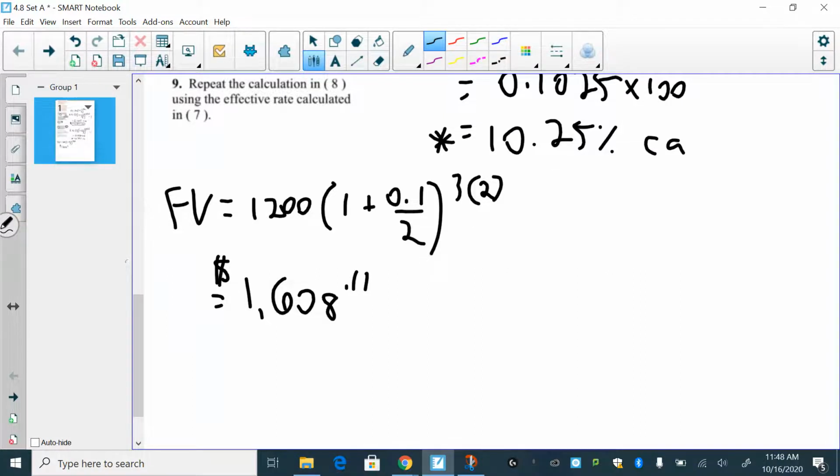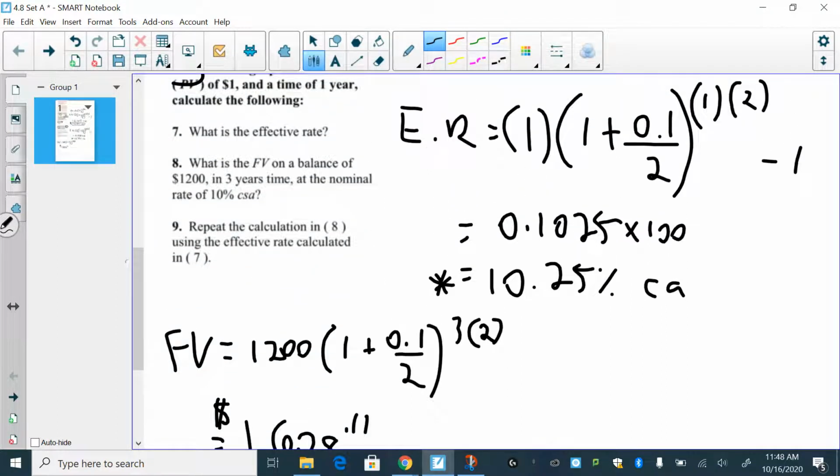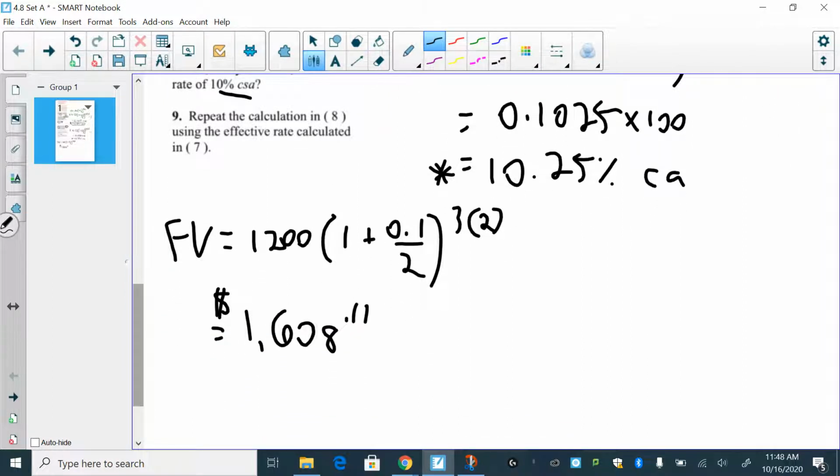So if I had a credit card, or in this case, it's a loan, 1,200 bucks, and I didn't make any payments towards it, it's compounding semi-annually, so that's fine. So there's interest on interest, and by the end of 3 years, that's how much I owe.